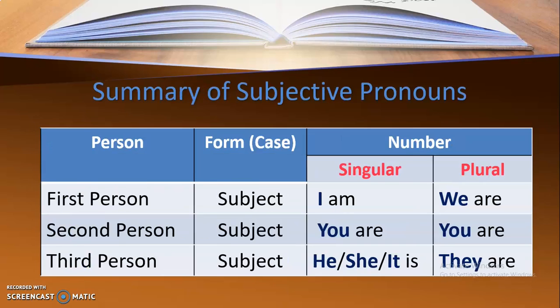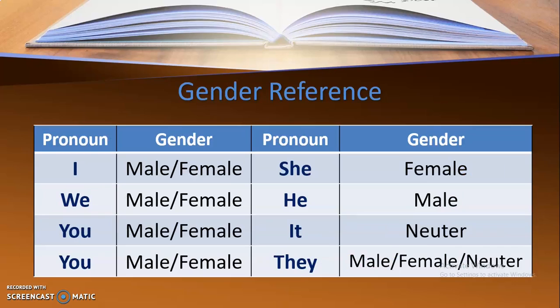With regard to the gender reference, make sure you have understood this gender reference for the pronouns we have discussed. I is used for both male or female, we is for male and female, you can be for male or female, and singular, and again the plural can be used for male or female. She is only for female, he is only for male. It is a little bit neutral. When I say neutral, it means neutral, so don't get confused.